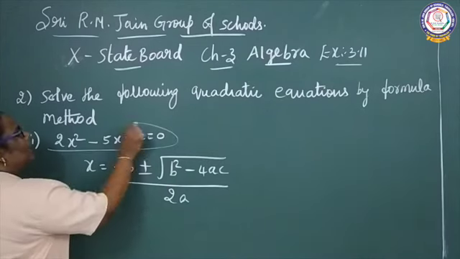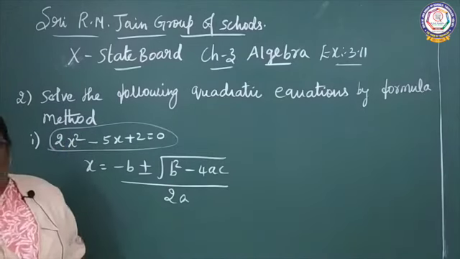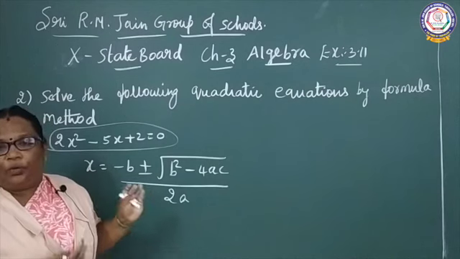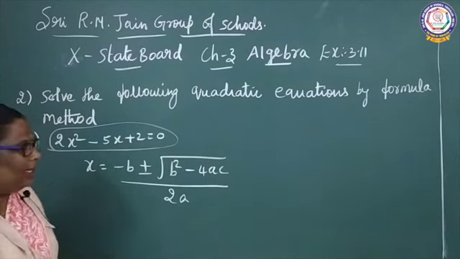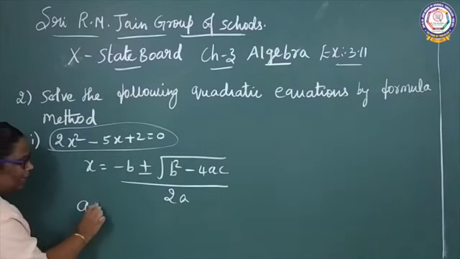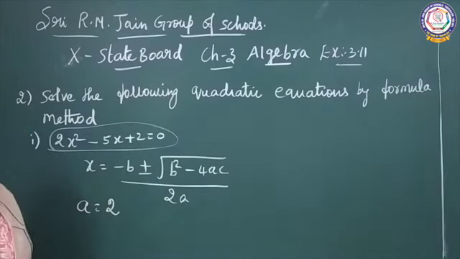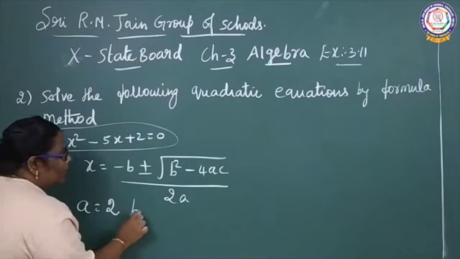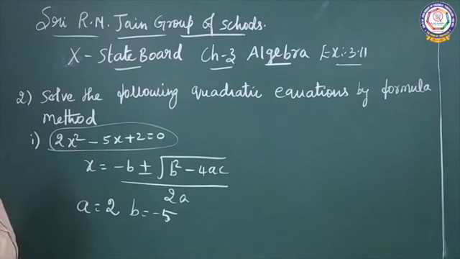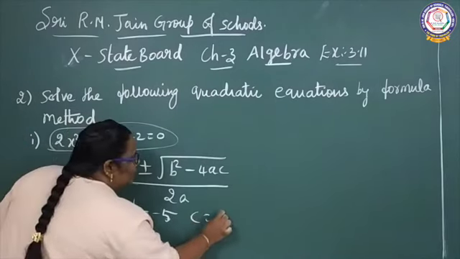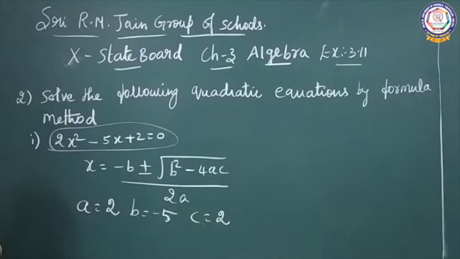See, take the equation. If the x square coefficient is there, you have no problem. You can take the value for a. See, this is the value of a equal to 2. b equal to minus 5. Along with the sign you can take the number. c equal to 2. So, a equal to 2, b equal to minus 5, c equal to 2.